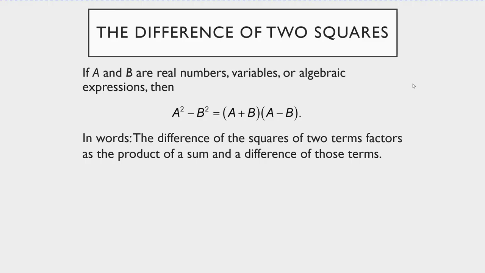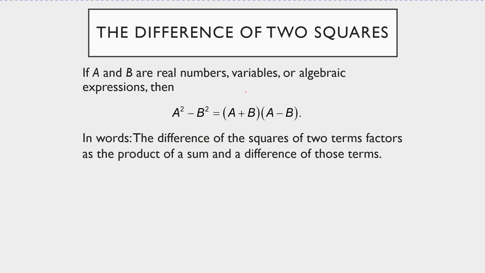We want to continue our discussion of factoring polynomials by now talking about some special factoring formulas. The first is the difference of two squares. So it goes like this. If a and b are real numbers, variables, or algebraic expressions, if you have a squared minus b squared, that will immediately factor into a plus b times a minus b. So the difference of the squares of two terms factors as the product of the sum and difference of those terms.